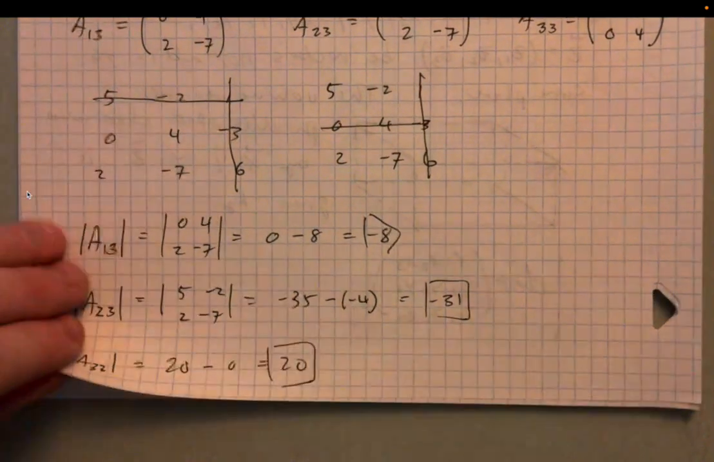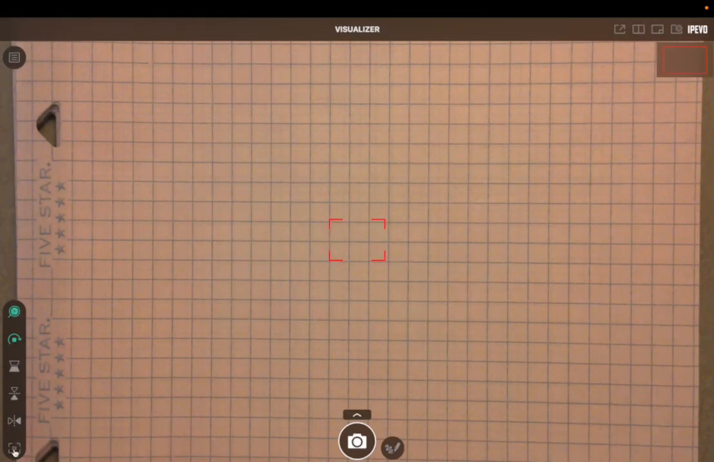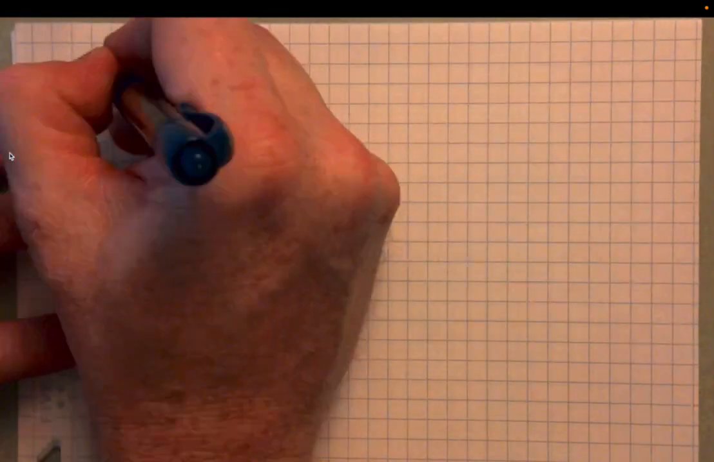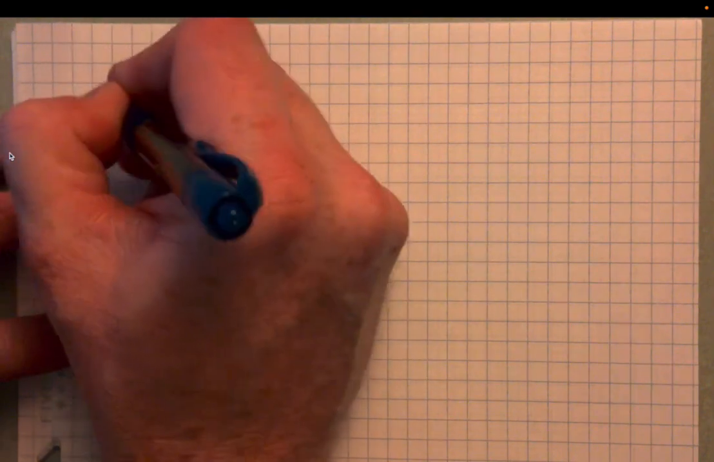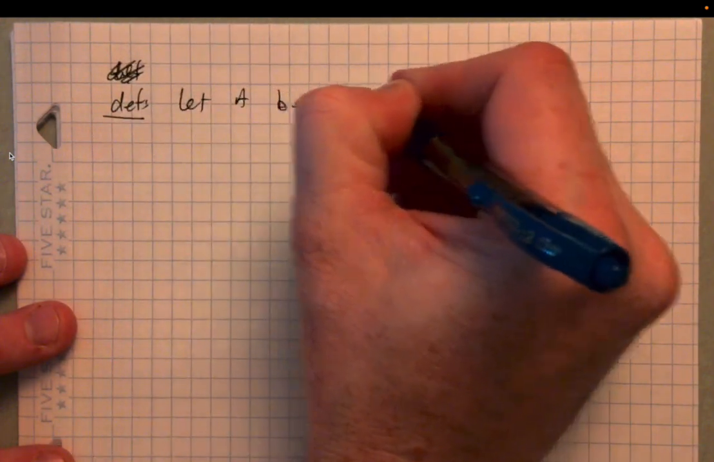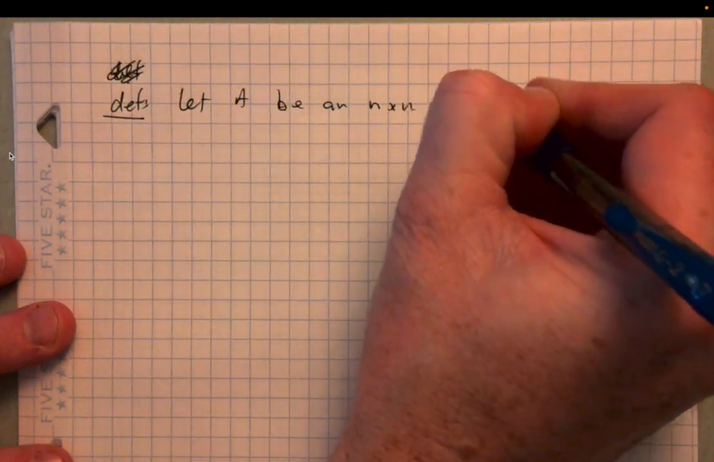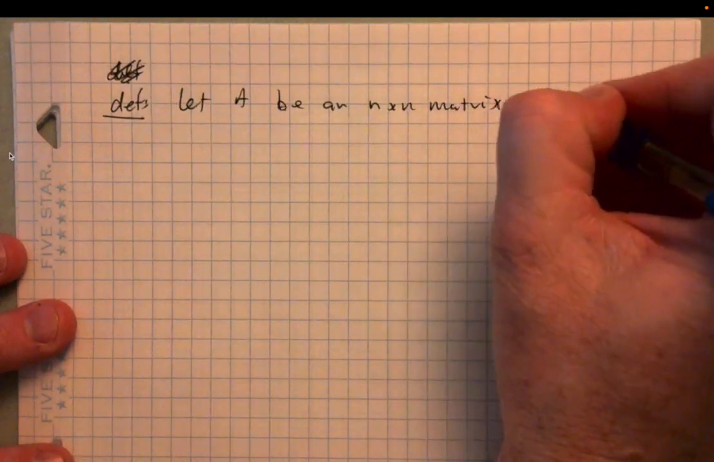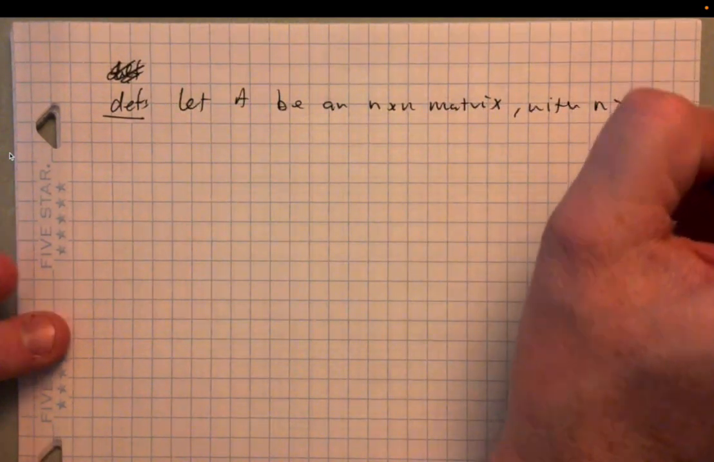Okay, and we just need one more item then, and we'll be ready. So we've got the submatrix, the minor, and now what we need is what's called the cofactor. Okay, so here's the last definition. Again, we'll let A be an n by n matrix with n greater than or equal to 2.